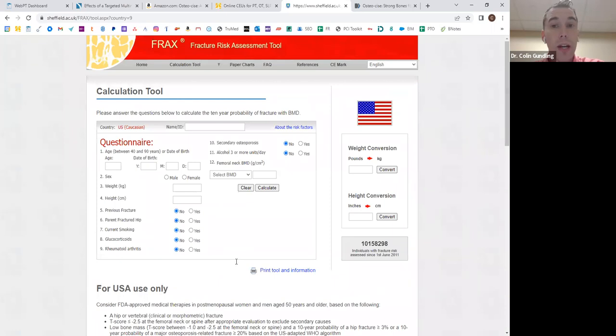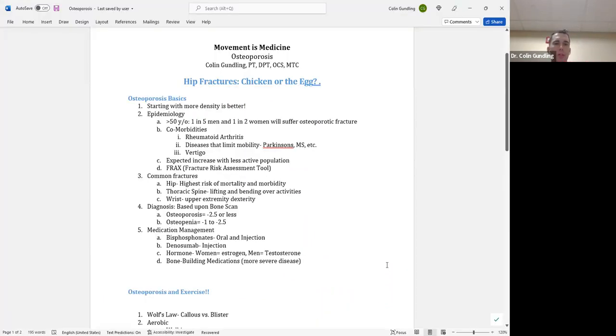So that's something that's really nice for everyone to be aware of using at some point if you are curious. So we're going to swing back over to the Word document.